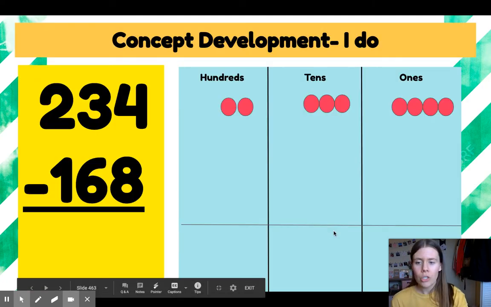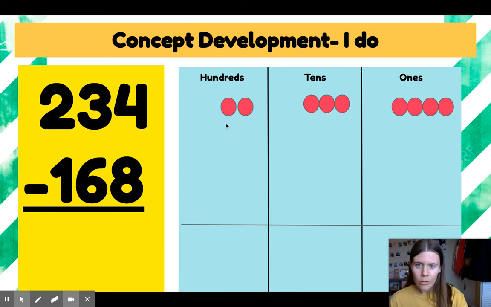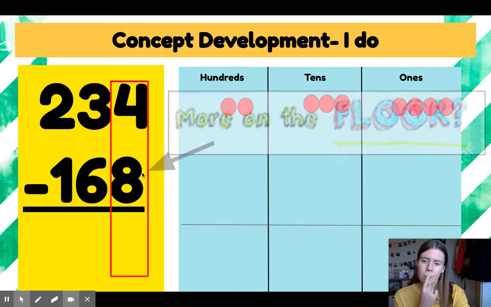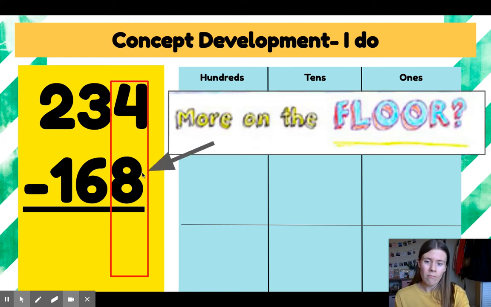We have the numbers 234 minus 168. And you can see I made 234 over here. The first thing we're going to do is we're going to look at 4 minus 8. And you need to ask yourself, is there more on the floor? Yes, there is more on the floor, because 4 minus 8, I can't do that. There's too many on the floor. There's 8 on the floor. There's 8 I have to take away.